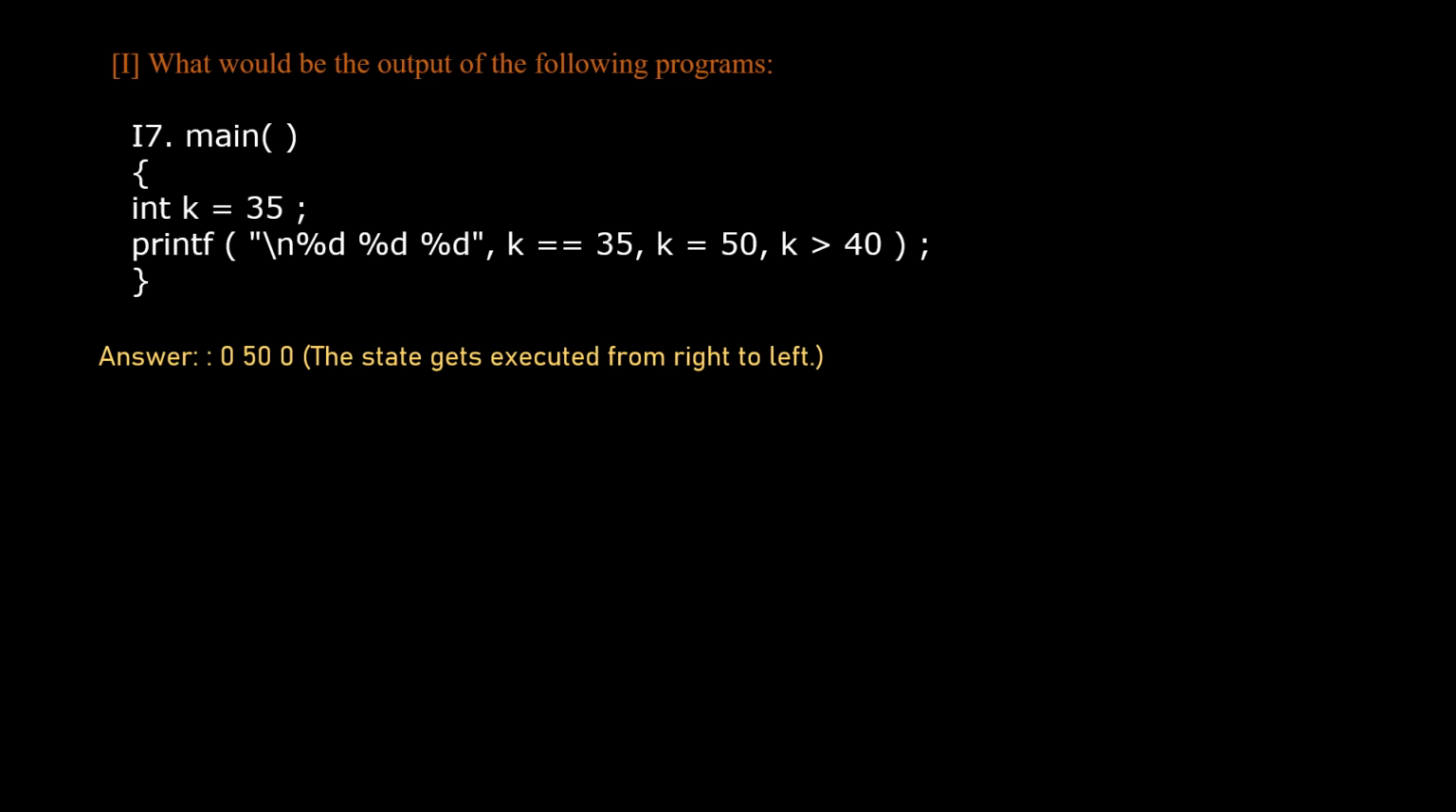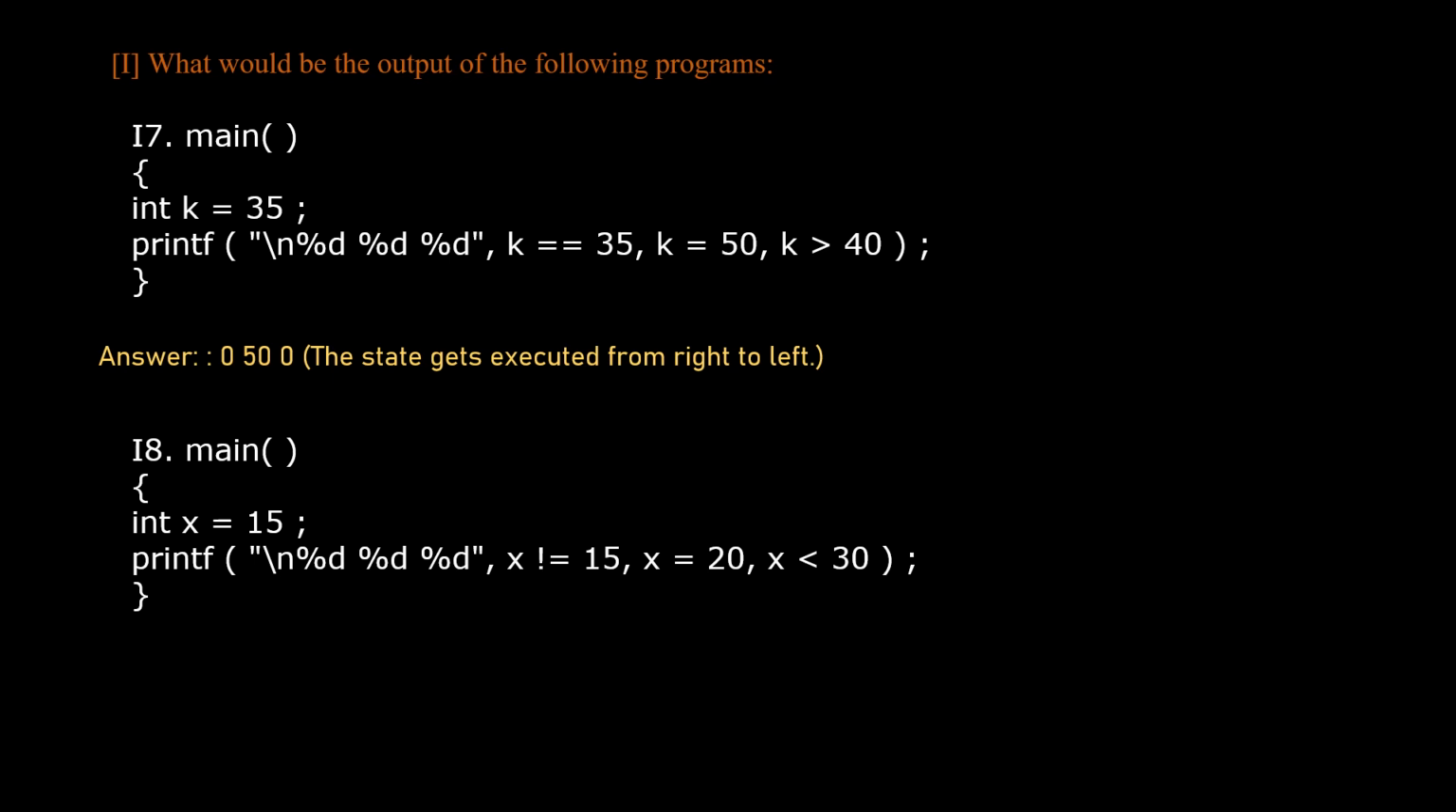So when this gets executed, k is 35. So 35 greater than 40, 0. Next, k equal to 50. It gets assigned. So here k gets printed as 50. First it gets assigned and then k gets printed. Then the third operation, k equal to 35. Is it true? No, it is not true. So 0 is getting executed.